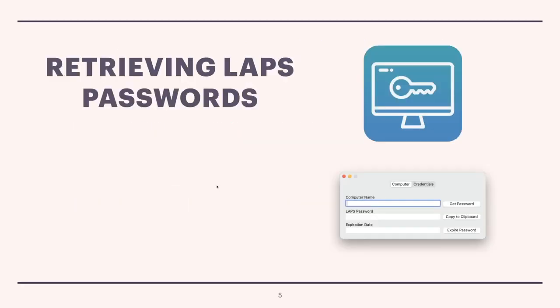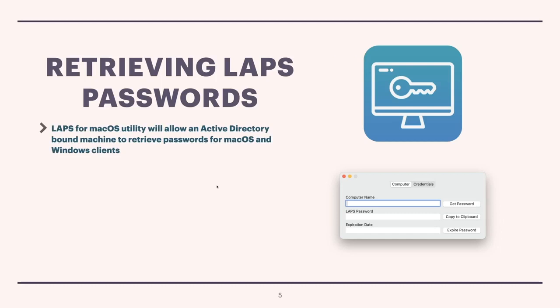So if you want to retrieve the LAPS password, I've actually written another application called LAPS for macOS, which is a utility that will allow your macOS device that is bound to Active Directory to pull passwords from Active Directory. And that isn't limited to just macOS. You can pull those Windows passwords as well. You can expire a password immediately, or you can set a custom expiration. So as we were using our example earlier, you could say this password expires in an hour and a half, or maybe in 24 hours, or even in a couple days.